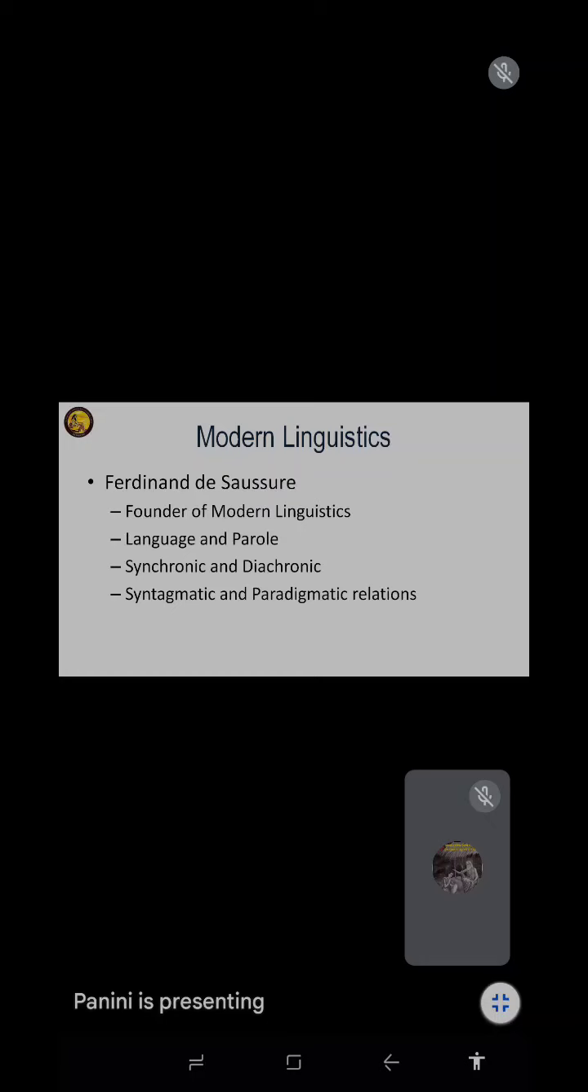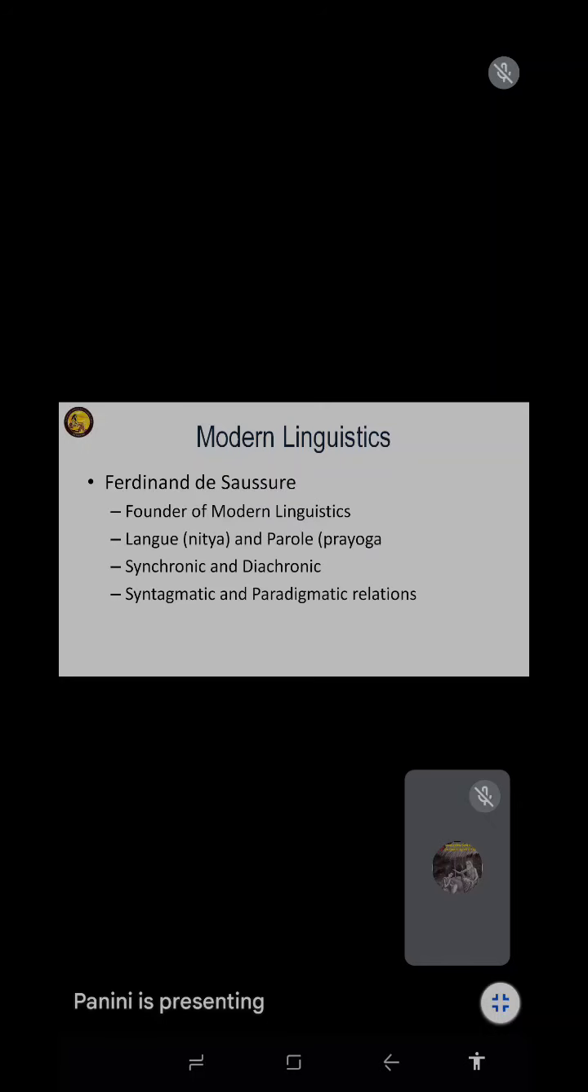So this concept he gives the names langue and parole. It is not language, it is langue. Deepa, please delete the G. Langue, this is a French word. First he made the difference between langue and parole. Langue refers to our Nitya Sabda, that is, eternal. Parole refers to our Prayoga, that is, performance.